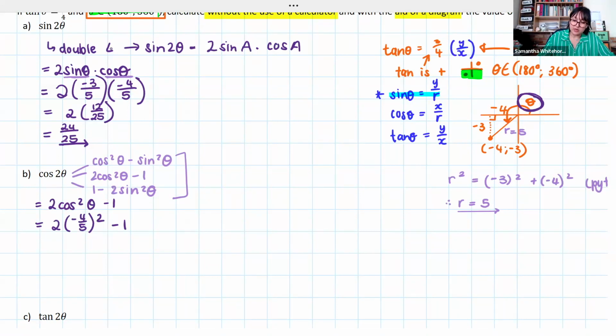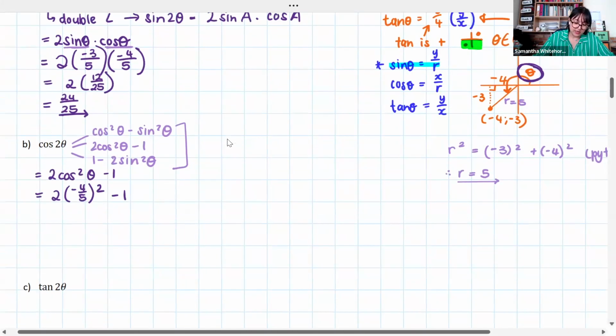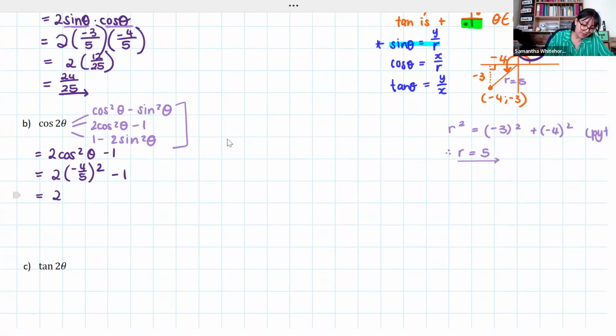And now again, it says without a calculator, so you just need to show all of your working out. That bracket squared is 16/25. The bracket multiplied by 2 is 32/25, minus LCD 25/25, which gives you 7/25. Right, so without a calculator in this context, because I don't have any actual angles, I'm working with a theta. It's not going to be special angles, but it is asking us to show all of our working out.